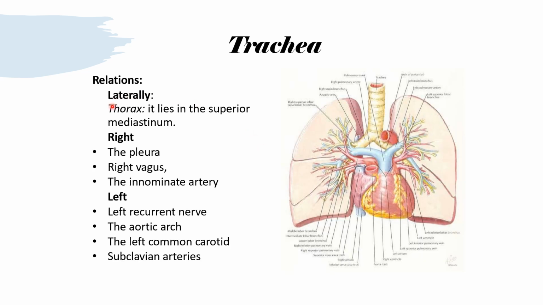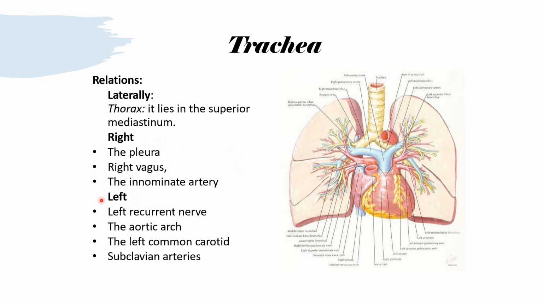Now relations laterally in the thorax, it lies in the superior mediastinum. As we all know, the trachea in the thorax lies in the superior mediastinum. So laterally, the trachea is related to the pleura, which is the covering of the lungs, the right vagus nerve, the innominate artery, that is the brachiocephalic artery. These are on the right side of the trachea.